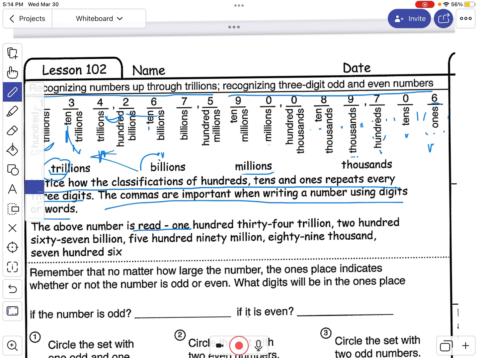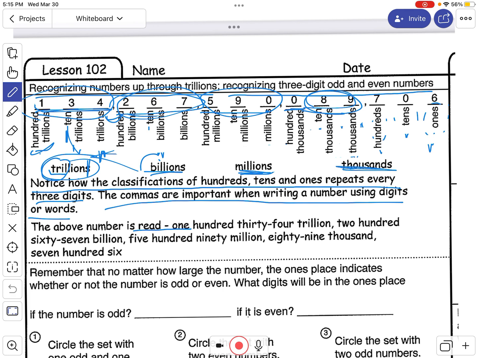Okay. So here's how you read this number. You are going to say the 3 numbers in the period. 134. Got that? 134, because that's what those 3 numbers say. Then you say the name of the period, trillions. Actually, you don't say the S in there. You say 134 trillion, 267 billion, 590 million, 89, because there's nothing over here. There's just 89,000. Then just say the last number, 706.